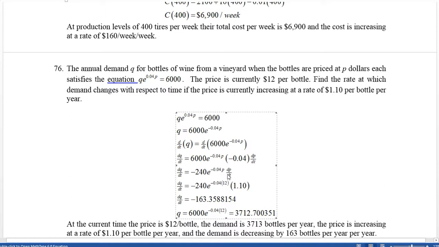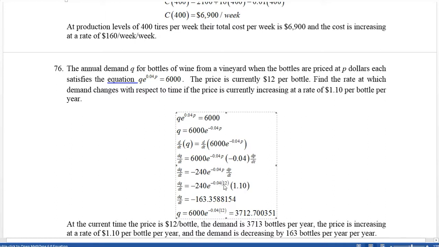Now, once we have that, we plug in. At the point where we know it's $12 per bottle, that goes in for P right here. And the rate of change, $1.10 per bottle per year, is the rate of change in the unit price, so that goes here for dP over dt. Well, now we know everything on this side. We just work that out.